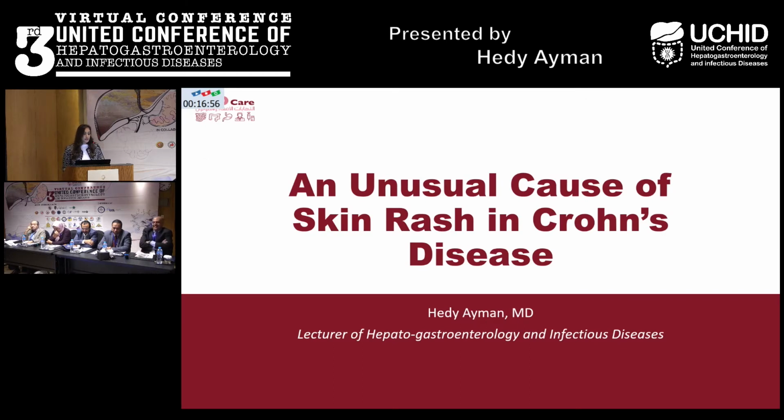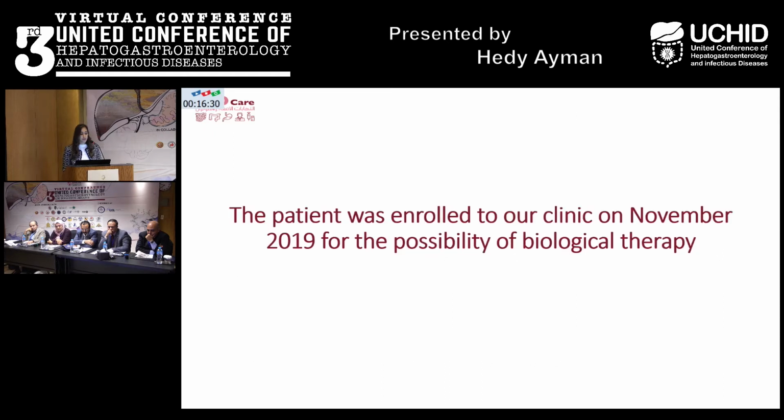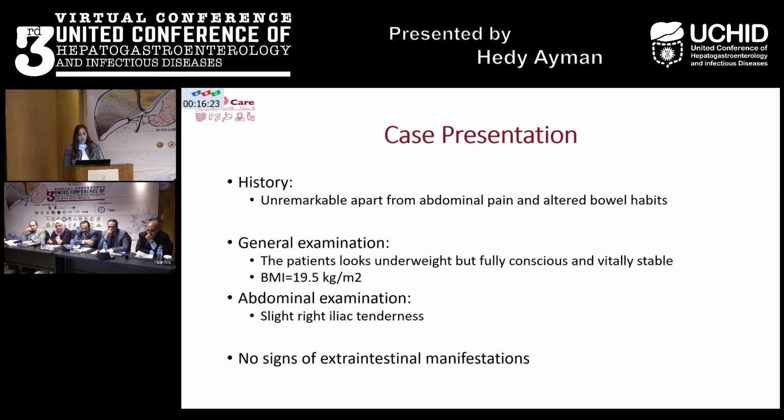We hereby present an unusual cause of skin rash in a patient with Crohn's disease. A 21-year-old male patient who was previously diagnosed as intestinal Crohn's disease presented to our clinic. His condition started 3 years ago in the form of pain in the right iliac region associated with diarrhea alternating with constipation together with anorexia. The patient was prescribed conventional therapy in the form of steroids and azathioprine, but without improvement in his condition. He was referred to our MDT clinic in November 2019 for the possibility of biological therapy.